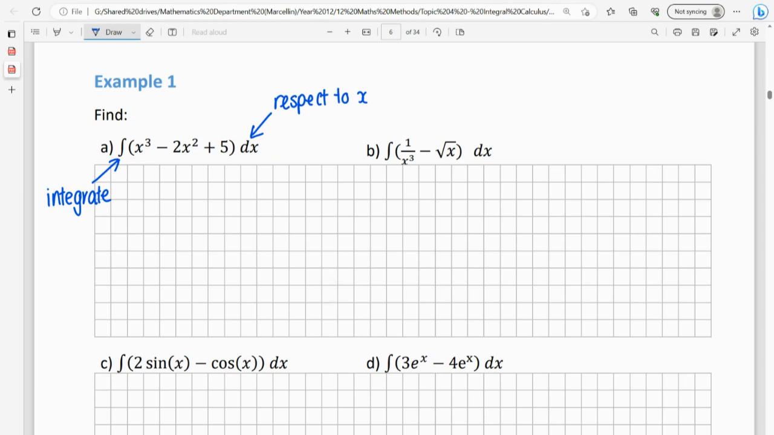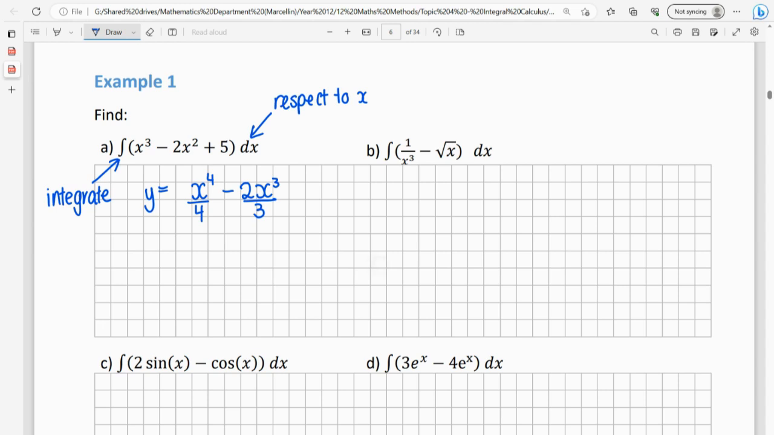Okay, so as I said, let's start with the first one. We add 1 to the power to become 4, and we divide by that new power. We do the next one. Again, we add 1 to the power, and we're going to divide by that new power.